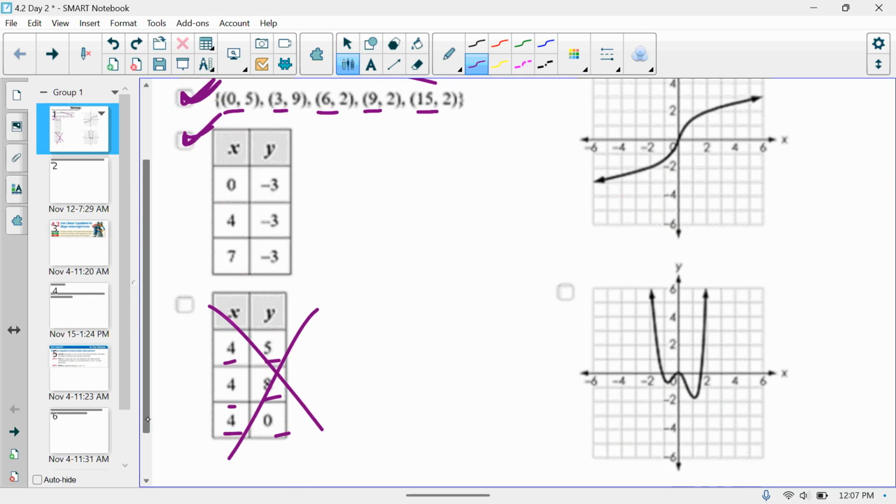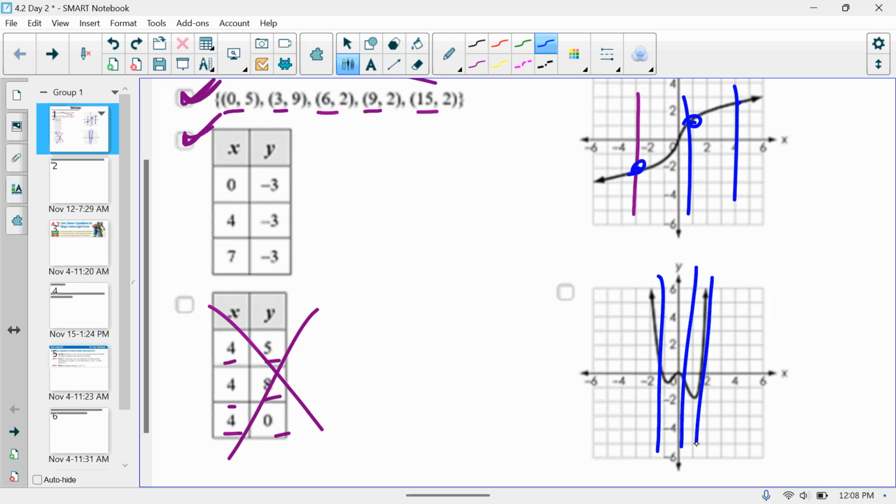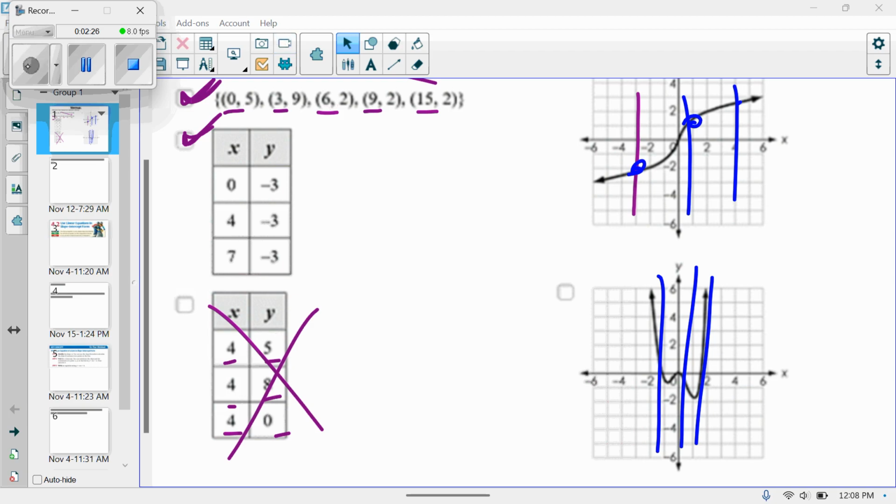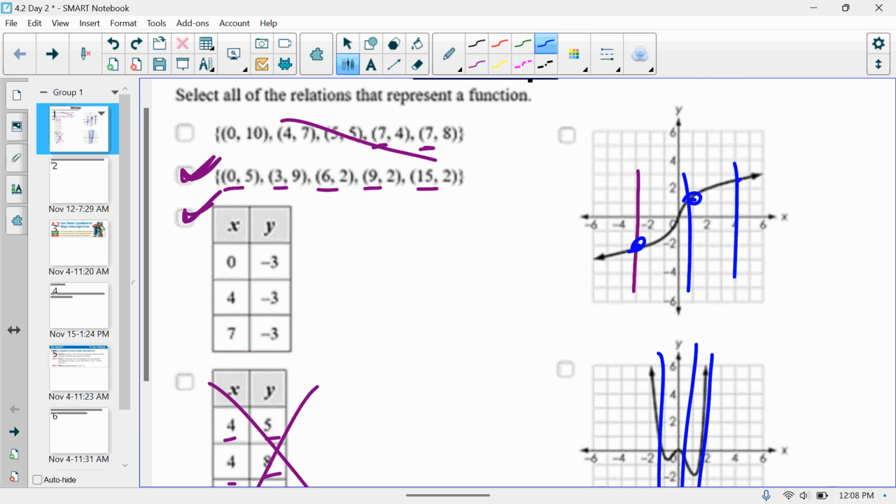Now, I don't know if you guys remember the vertical line test. When you have a picture, if you draw a vertical line and it only touches the graph once, that means it's a function. There's nowhere where I can draw a line and it's going to touch more than once. Same thing down here. Even though that's a funky looking graph, there's never a place where a vertical line would touch the graph more than once. So both of these would be a function, and we want to check the box for both graphs here.